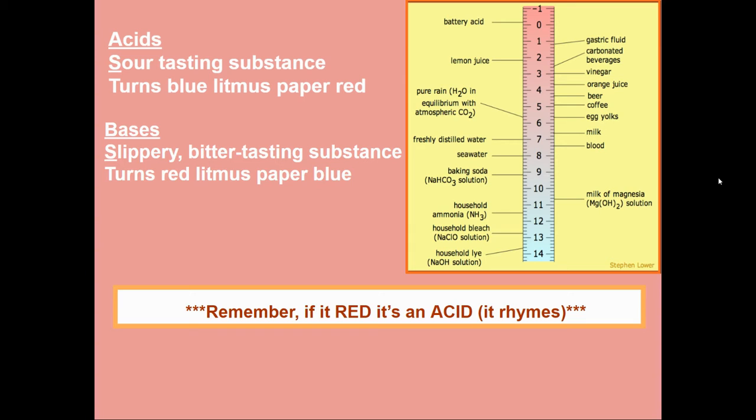So in the lab, we have to turn to something else, and those are called indicators. They help us determine if something is an acid or base because we will never touch, drink, or hold an acid or base. We don't know how dangerous they are.